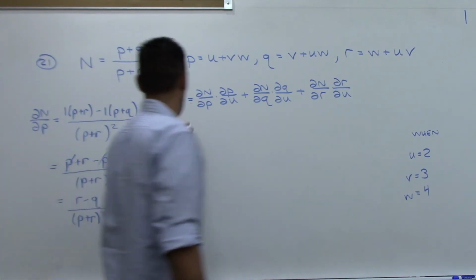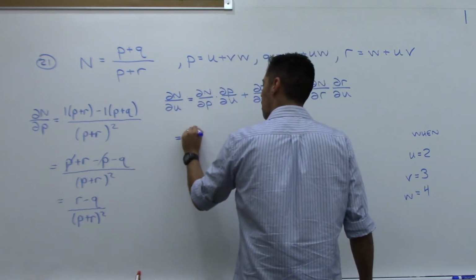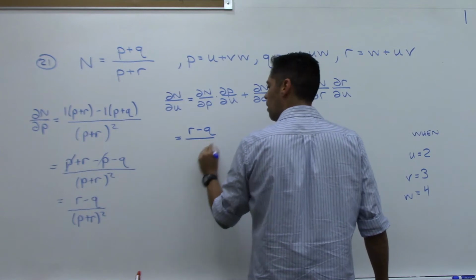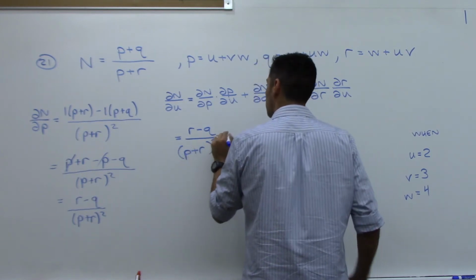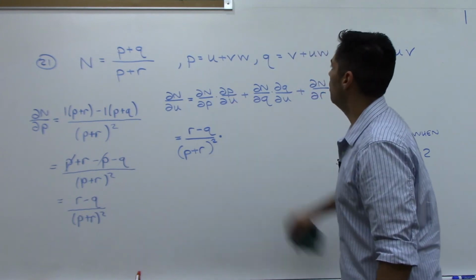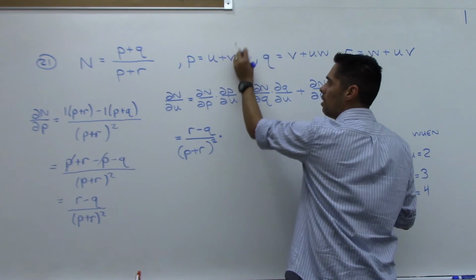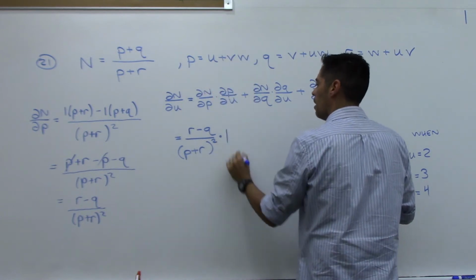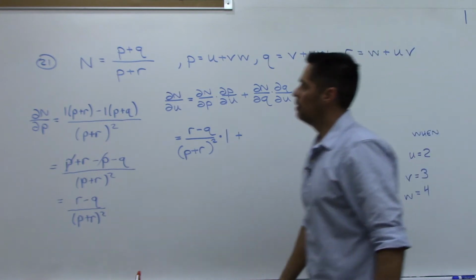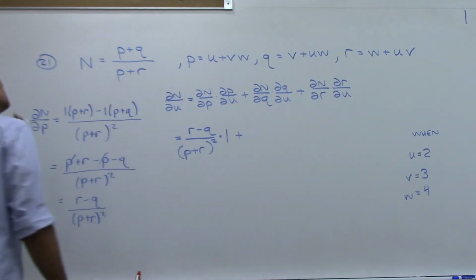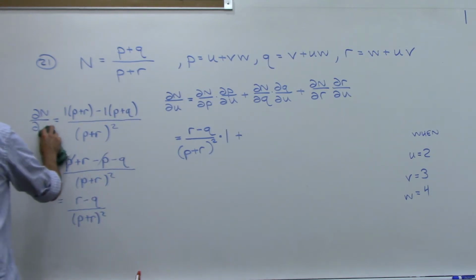So that's this piece right here. So this is equal to R minus Q over (P plus R) squared times partial of P with respect to U. Partial of this with respect to U, thank goodness that's a constant, gone, that's just 1. Plus partial of N with respect to Q. So how are we going to do this? Partial of N with respect to Q.